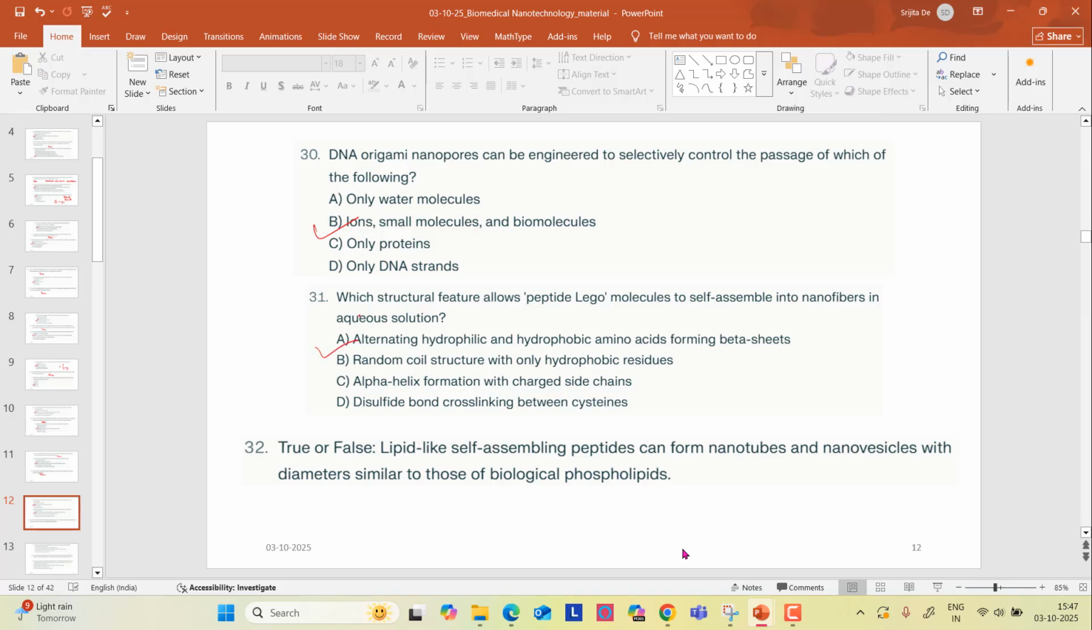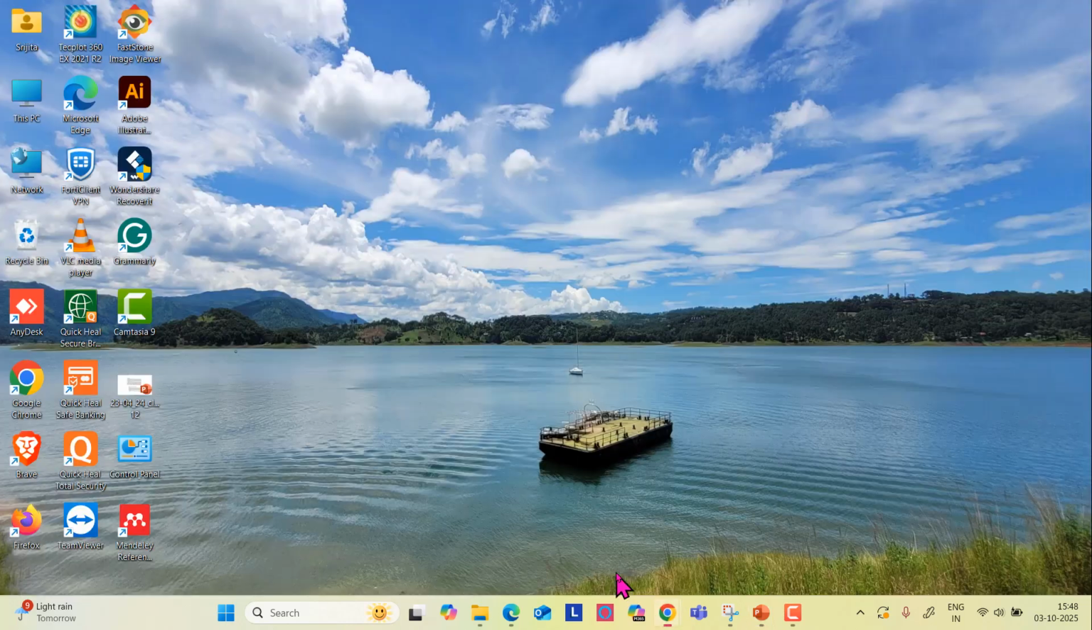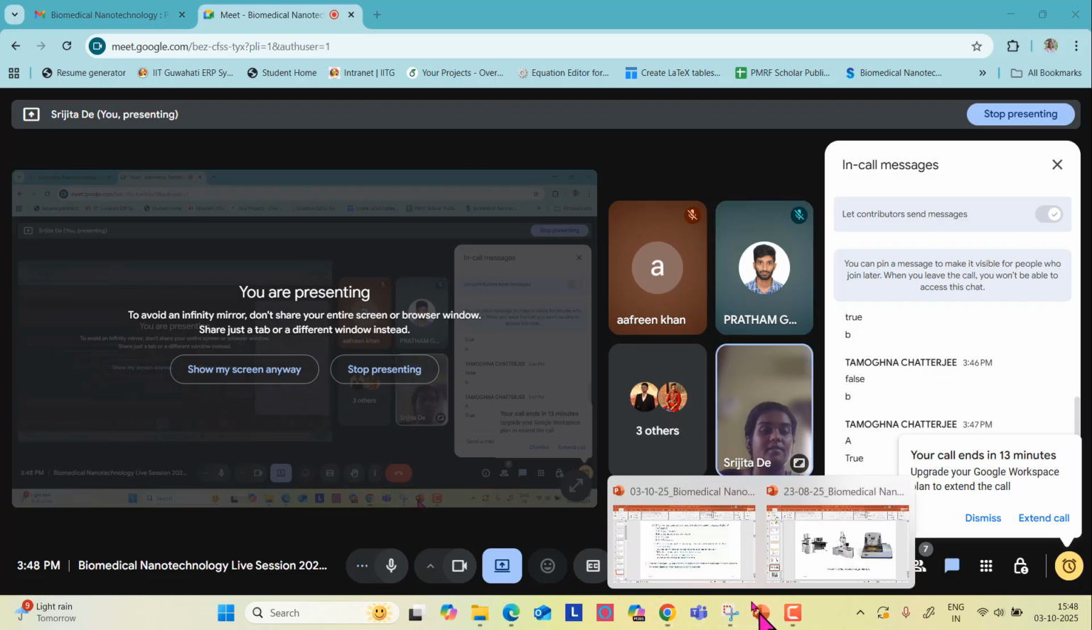Next is, lipid-like self-assembling peptides can form nanotubes and nanovesicles with diameters similar to those of biological phospholipids. Yes, it is also true.